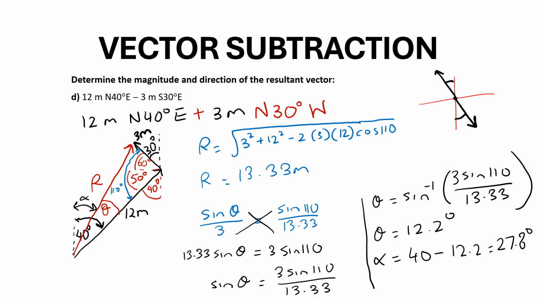And now we can say the angle alpha is between north and east. So we write northeast. And the angle is starting from north. That's why I wrote north first. So north, and then the value of alpha, which is 27.8 degrees east.